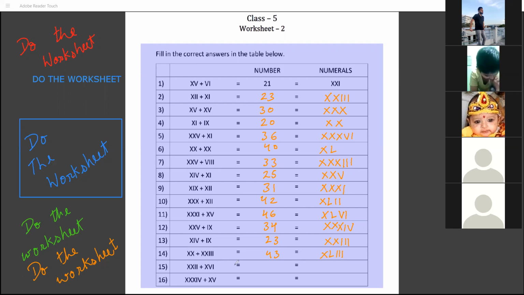22 plus 16, 38. Sir, XXXVIII. Correct. XXXVIII. Ye ho gaya beta. 34 plus 15 is 49. 49 ka matlab XLIX.